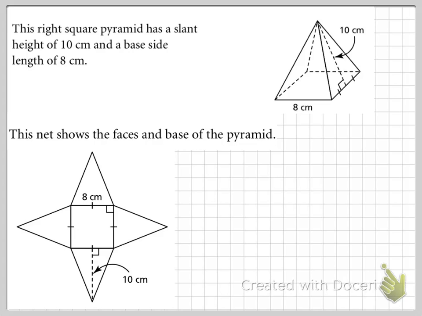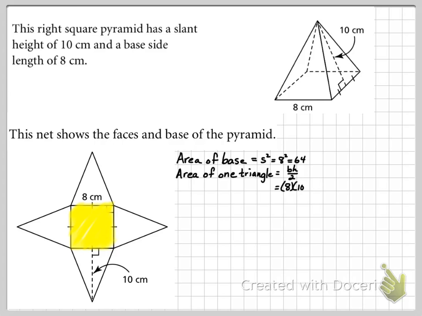And this net shows the faces and the base of the pyramid. Well, let's start with the base. We can say that the area of the base is going to be side times side, or s squared. And that's going to be 8 times 8, which is 64. Now we can look at the area of one of the triangular faces. Well, that's a triangle, so it's going to be base times height divided by 2. And now we can say that that's got a base of 8 and a height of 10, divided by 2. 8 times 10 is 80, divided by 2, which is 40.